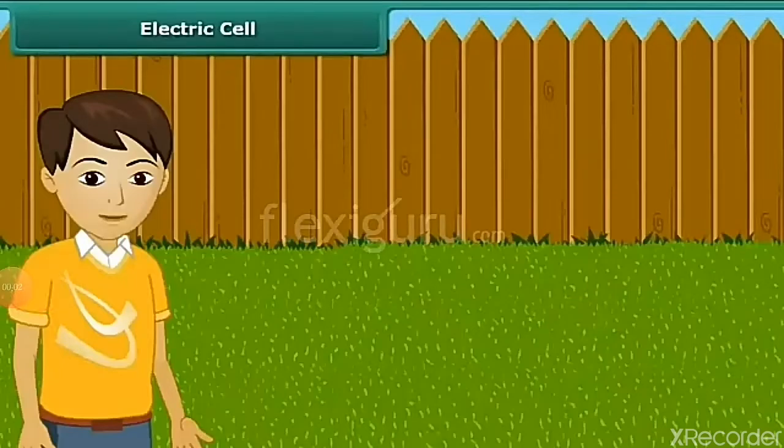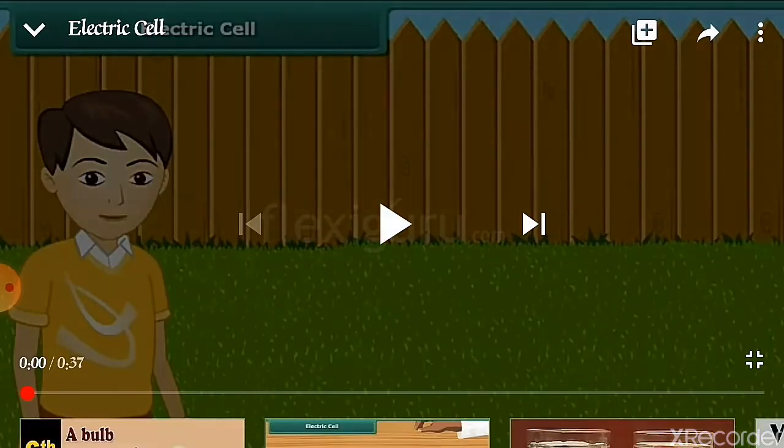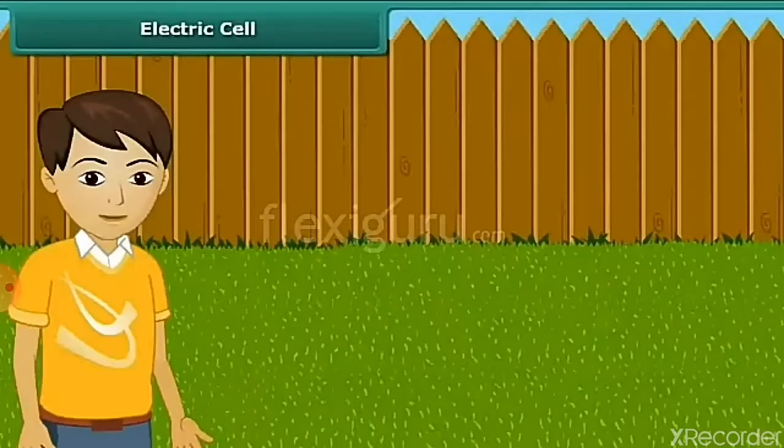Hello students, we are going to start the next chapter, current electricity. In our previous classes we have already studied what the source of current is. It is an electric cell, and we also know what an electric cell is. It has two terminals, a positive and a negative terminal. It is actually a source of current. We use it in our daily lives, in torches and many other things.